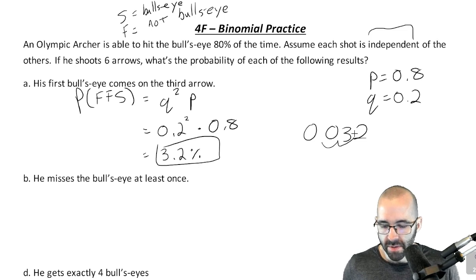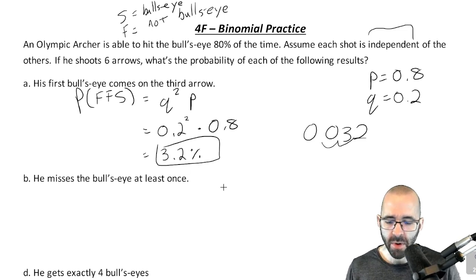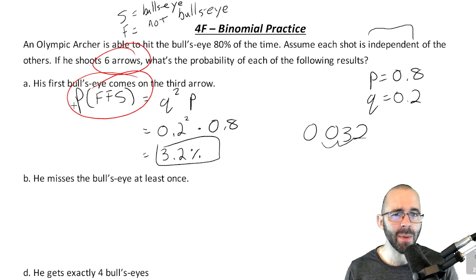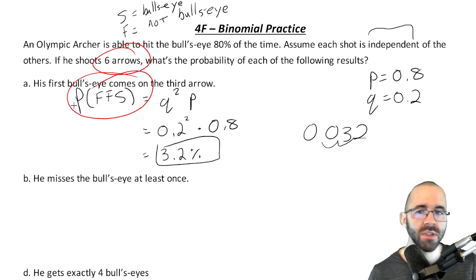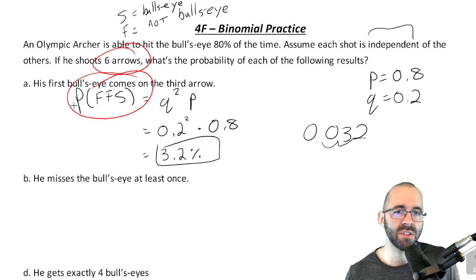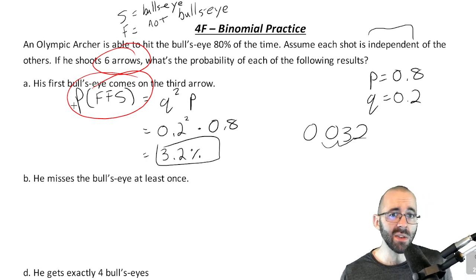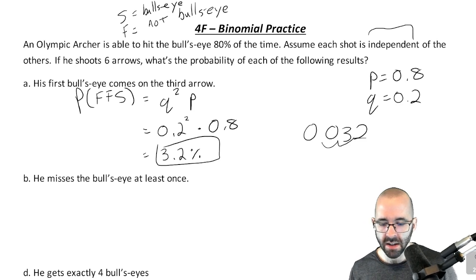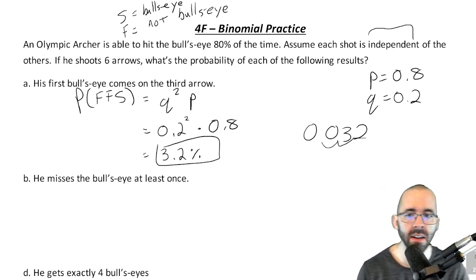Now, this is a little bit more confusing. Also, before we move on, I want to make a comment. He's shooting 6 times, but we don't care about 6 times for A. Right? If we're just caring about what's the probability the first success is on the 3rd arrow, we don't care what happens on arrows 4, 5, and 6. They don't matter. So we just ignore them.